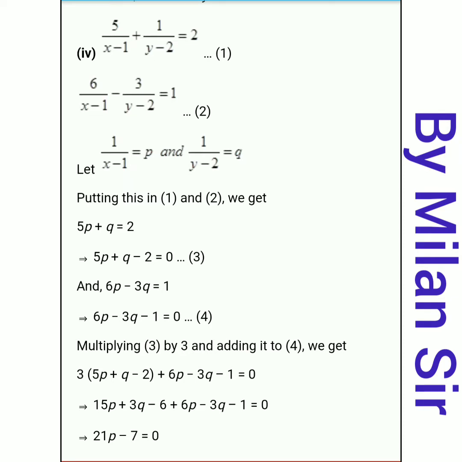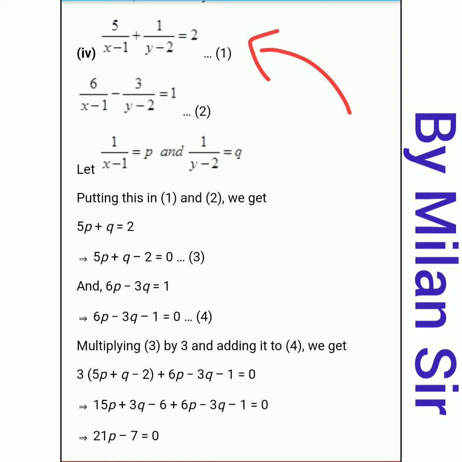In this video, I will explain exercise 3.6, question number 1, internal questions 4, 5 and 6. So let's start with question number 4. Our first equation is 5 divided by x minus 1 plus 1 divided by y minus 2 is equal to 2, and the second equation is 6 upon x minus 1 minus 3 upon y minus 2 is equal to 1.